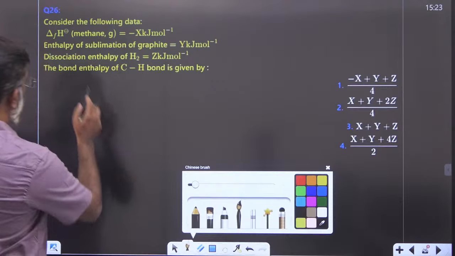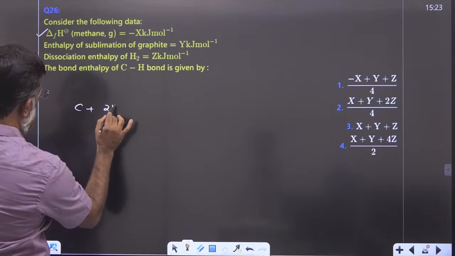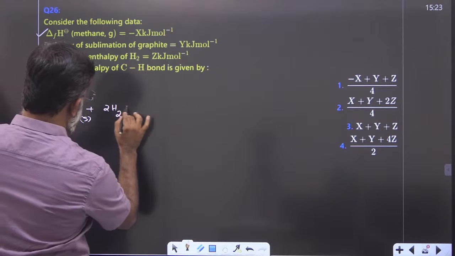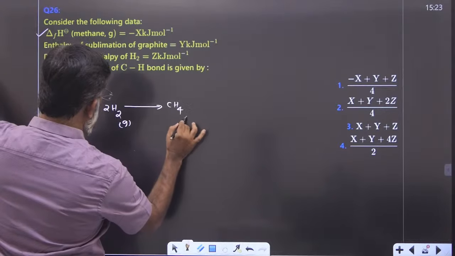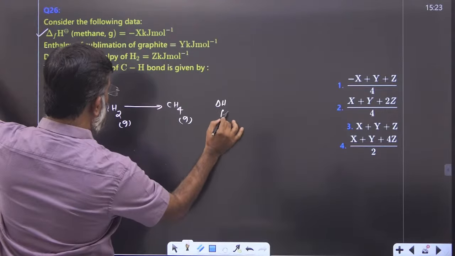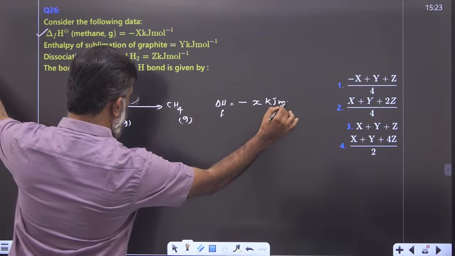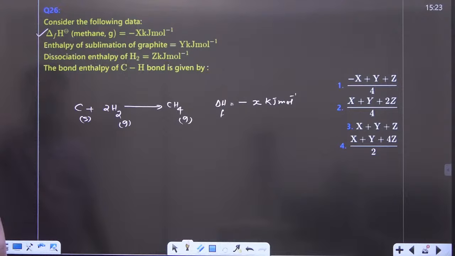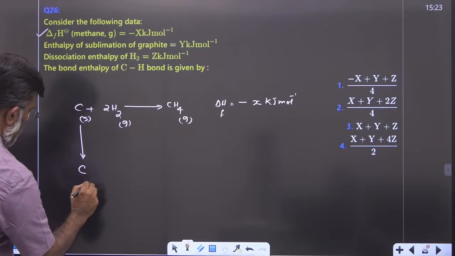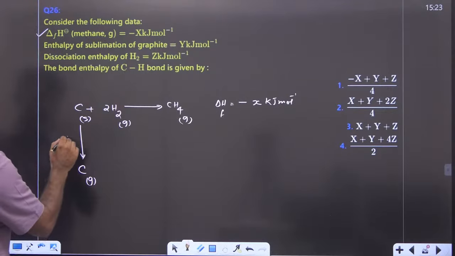So the enthalpy of formation of methane: C solid plus 2H2 gas gives CH4 gas. This value is the enthalpy of formation, that is minus X kilojoule per mole. Next, the enthalpy of sublimation of graphite: C solid is converted to C gas, which is equal to Y kilojoule per mole.